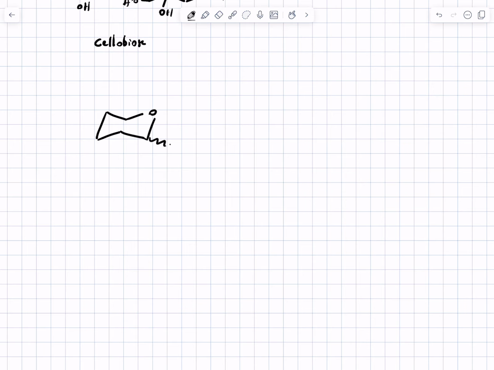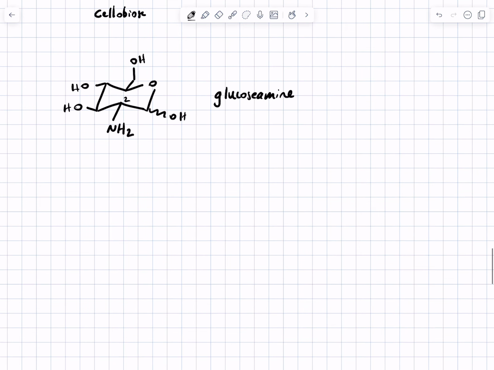If you take glucose and you keep everything the same, but at C2 you put an NH2 group, this is called glucosamine. All right? And if you put an acetyl group on that NH2, it is called N-acetylglucosamine.